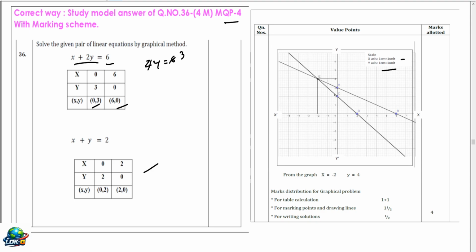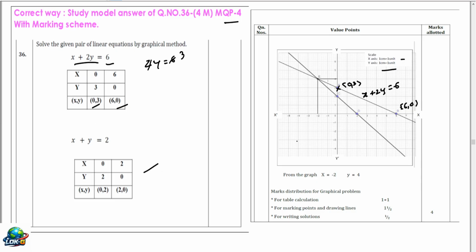You plot (0, 3). Where does (0, 3) come? First one, x + 2y: x = 0, y = 3. Yes, you get (0, 3) here. Another one is (6, 0). Where do you get (6, 0)? You will get (6, 0) here. Produce them, draw them and produce them. And this will be the first equation, x + 2y = 6.